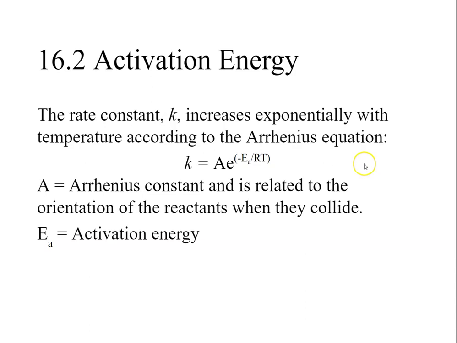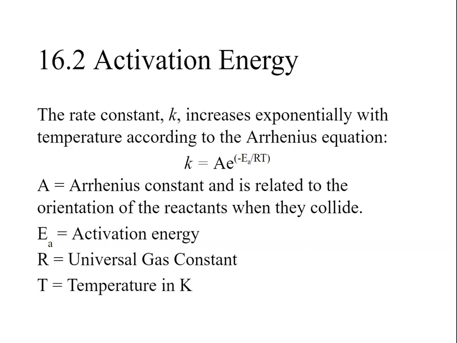EA, activation energy, we've seen that before. R, universal gas constant, you've seen that before as well. And T is the temperature in kelvins. And this little number here is a constant. It's the number upon which natural logs are based. Normal logs are based on base 10. Natural logs are based on this number E. Now that equation is given in the data book, so you don't need to learn it, but make sure you know what the various things are in it.